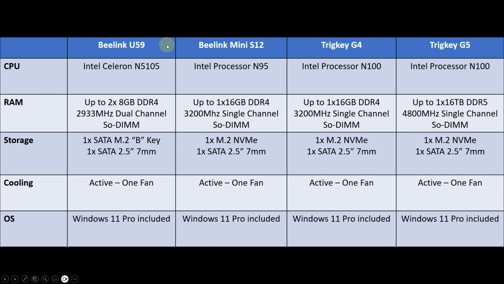Okay, here we've got the Beelink U59, Beelink Mini S12, Trigkey G4, and the Trigkey G5. And you can see the CPUs, the difference in those, the total RAM, again, the DDR4 dual channel on this guy, and just single channel on these other 3. And the storage, they all have a SATA slot, as you saw, for a 7mm height drive. And the Beelink U59 has the SATA M.2, whereas the rest have NVMe M.2 drive slots. They all have an active cooling fan, and we'll go ahead and take a look at those in a minute, with heat sink and heat pipe and all that fun stuff. And they all come with Windows 11 Pro.